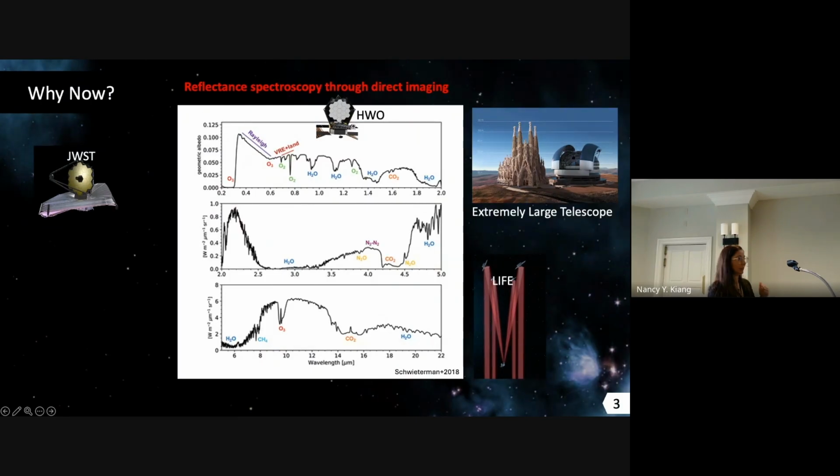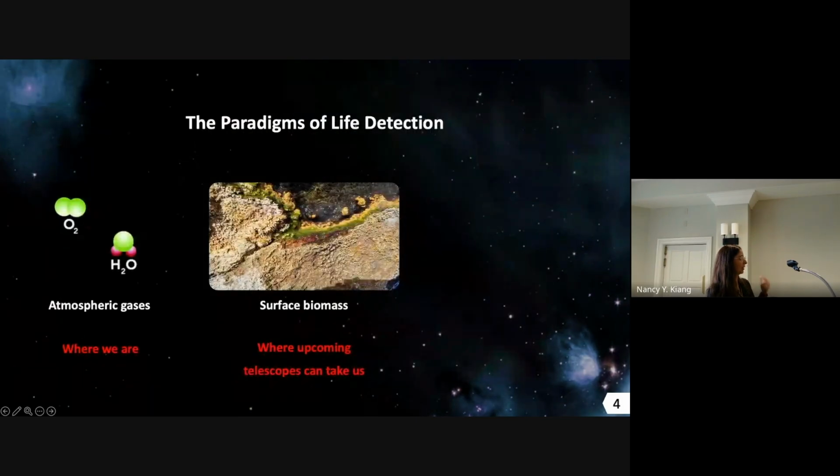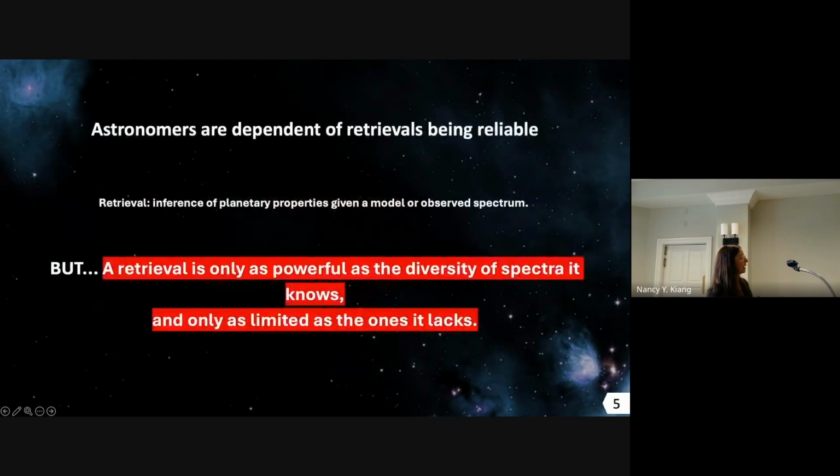More or less. So this opens the opportunity for us to look at surface biomass, which is fantastic, and this is why we are here. And this is where the upcoming telescopes can take us. But the problem is, astronomers are dependent on retrievals being reliable. The problem is interpretation of these biosignatures. Just one single biosignature is always going to be a big headache.